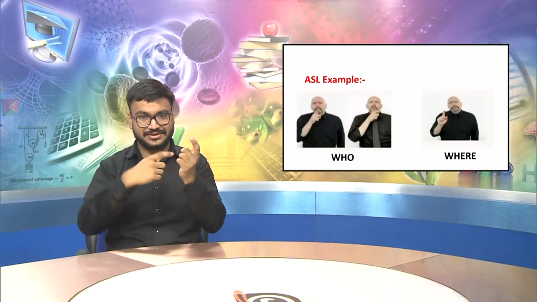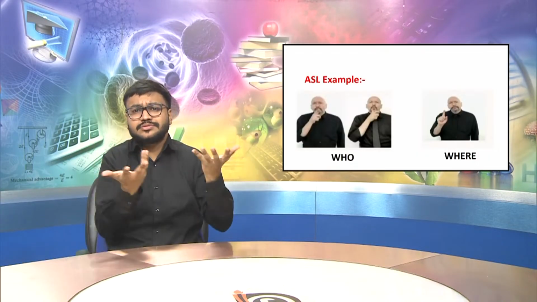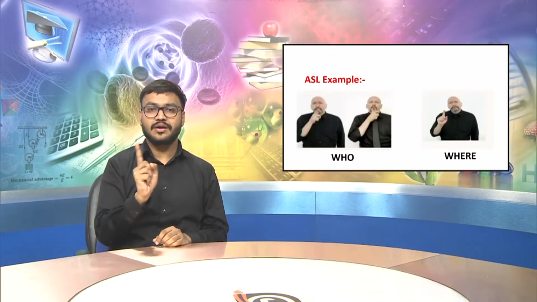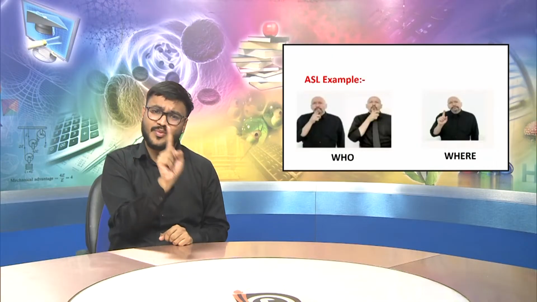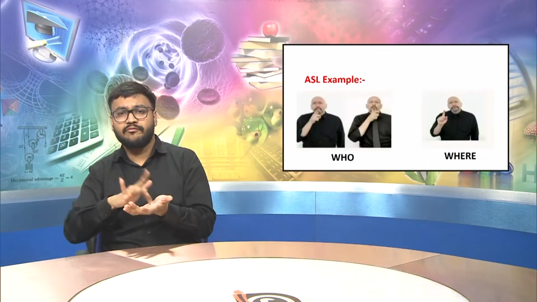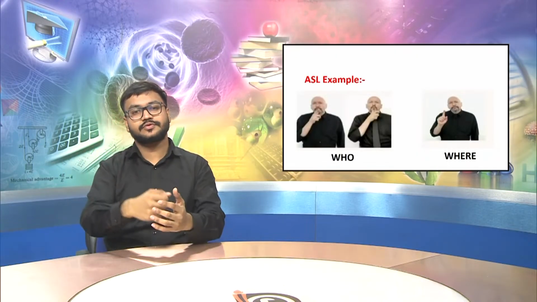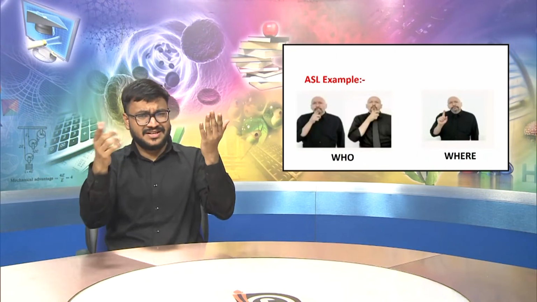And next we can see where. In ASL they use this sign for where. Same as English, English also has one word, ASL has one sign, but in ISL it has two specific words and signs.